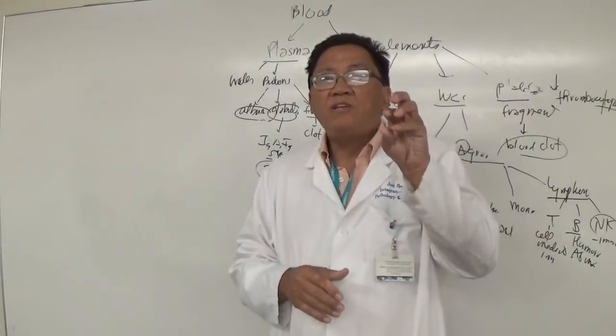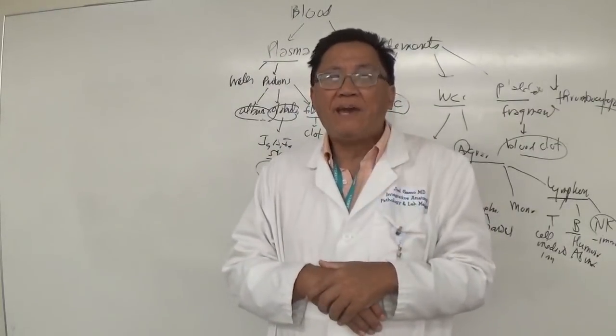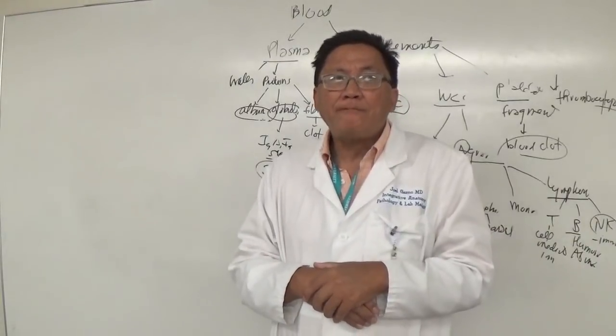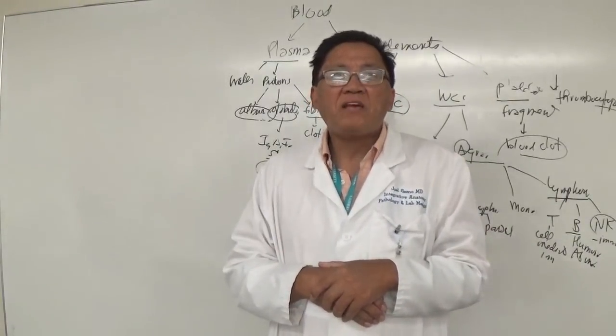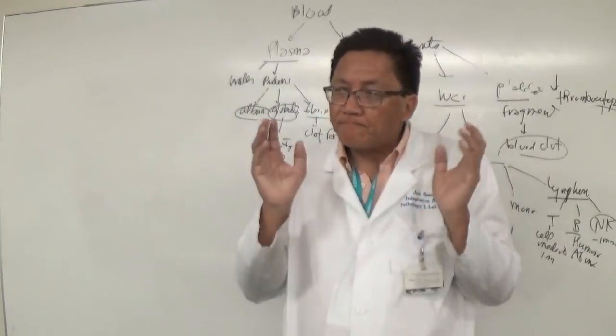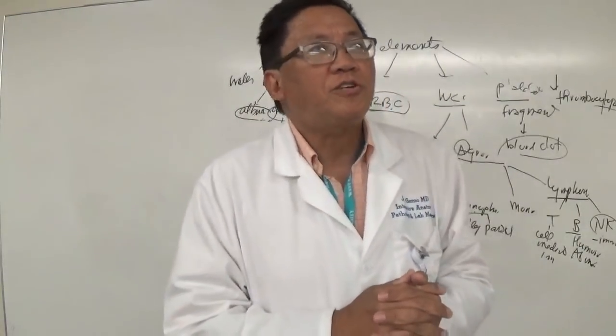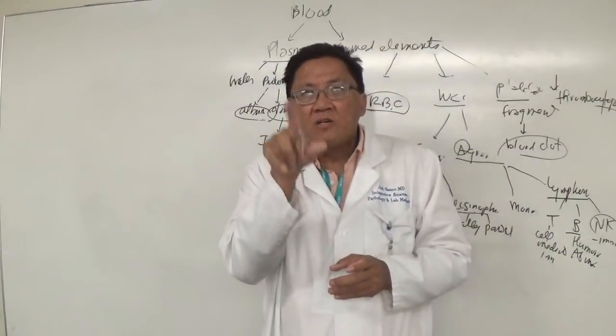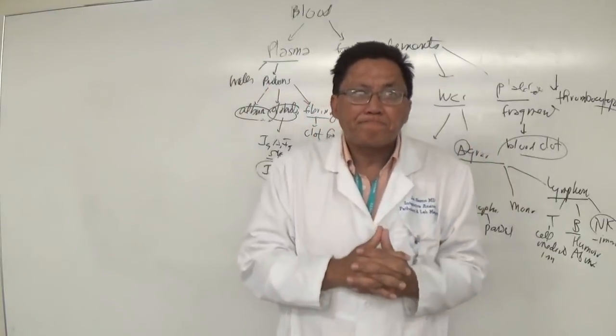Red blood cell has two alpha and two beta chains of globin. And each of these globin chains has what? A porphyrin ring called heme, H-E-M-E, which contains the iron. In other words, how many can they transport? Four oxygen molecules, right? Very good. Four oxygen molecules, because two alpha, two beta chains. Porphyrin ring is the heme, which contains the iron.